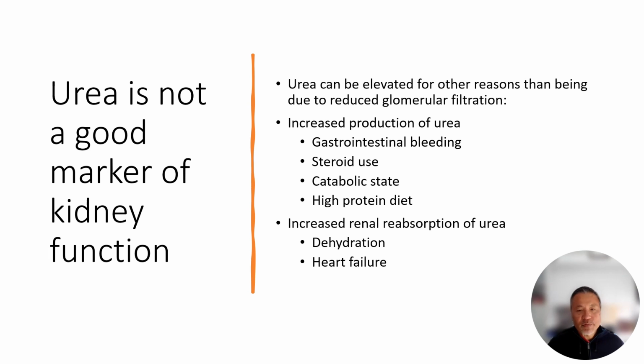So how do these three measures of kidney function compare? Well, urea is not a good marker of kidney function. It can be elevated for many other reasons rather than just reduced glomerular filtration. It can be increased because of increased production of urea, which occurs in the context of a gastrointestinal bleed, when you're using steroids or in other catabolic states, or if you have a particularly high protein diet. It can also be increased due to the increased renal reabsorption of urea, which occurs with dehydration and heart failure.